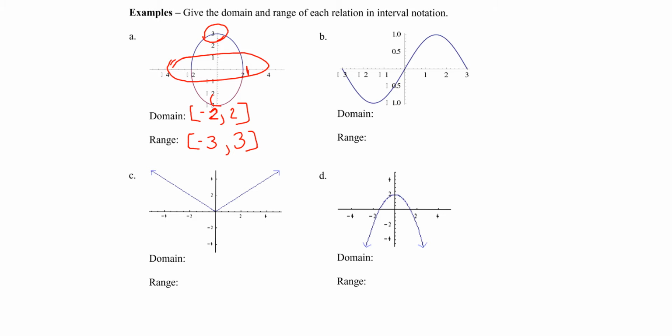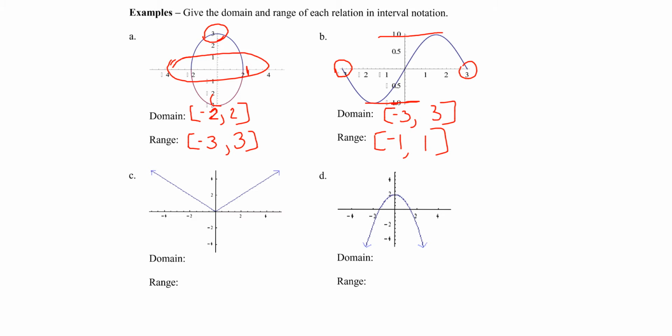All right, for B, if we look at our x values, the graph starts there. So it would go from -3, and then on the x-axis, it goes all the way out to 3. So that would be our domain. Our range, let's see, here is our y values. Looks like it goes down to -1 and up to +1.